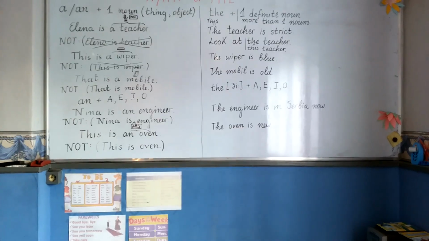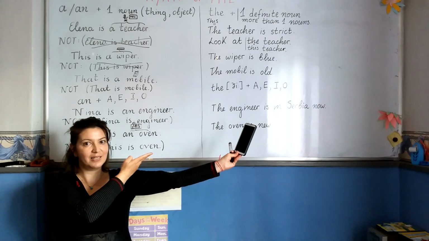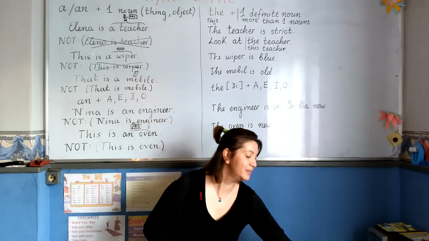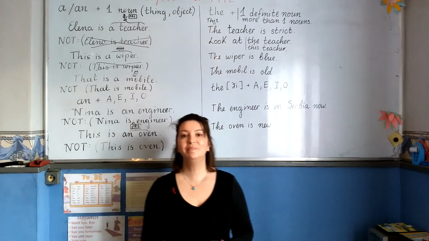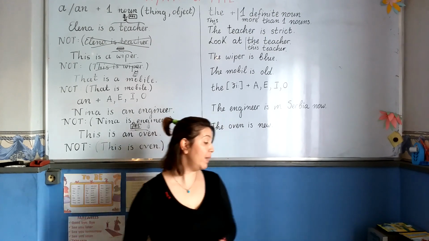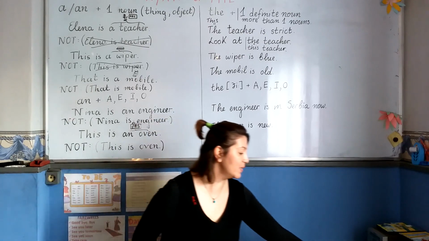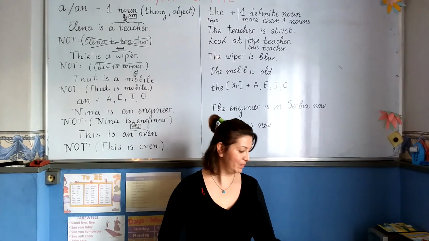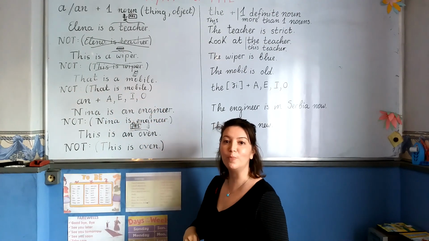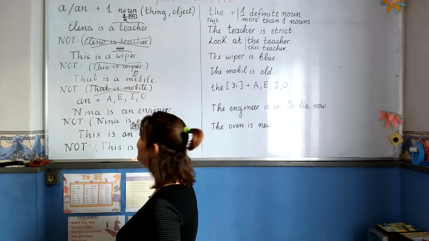What do I have on my table? That is a mobile. A mobile is any mobile in the world. But if I'm pointing, I say that on the table is a mobile. That is a mobile, not that is mobile. That is mobile is wrong.